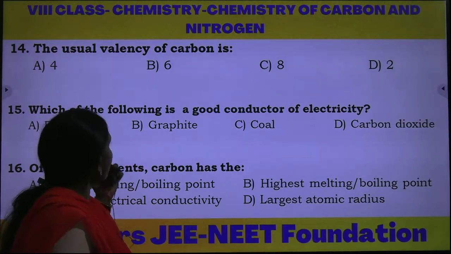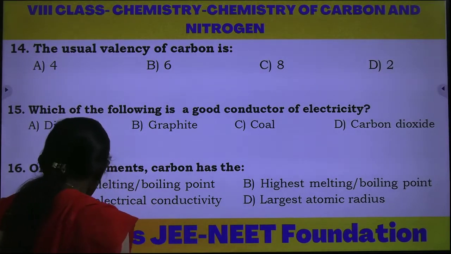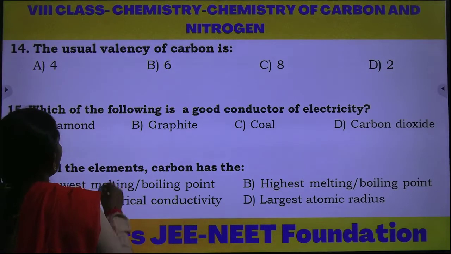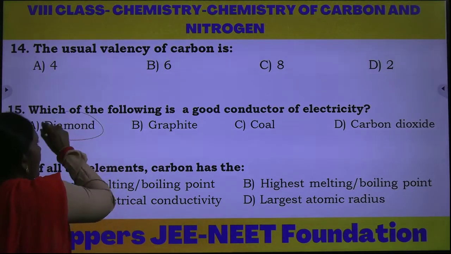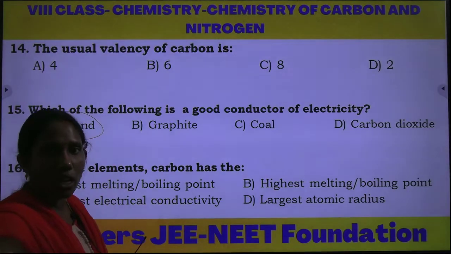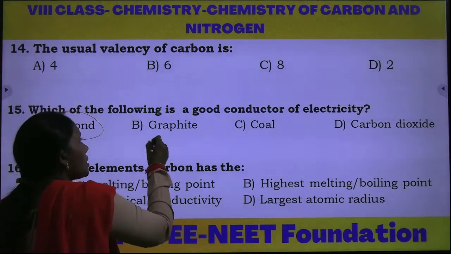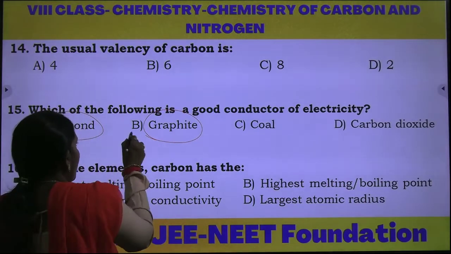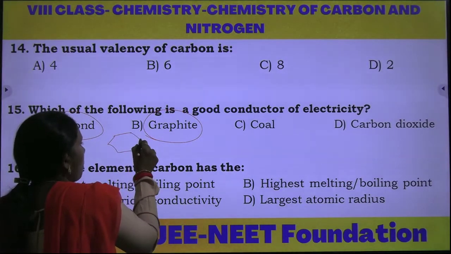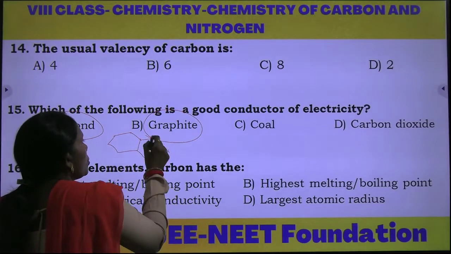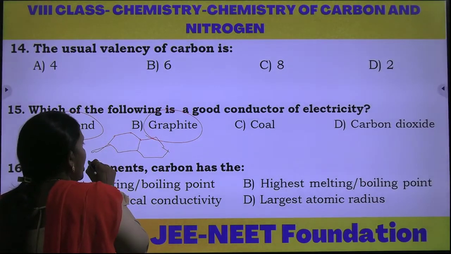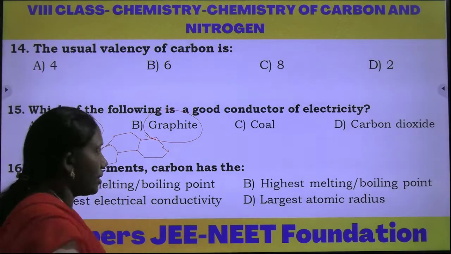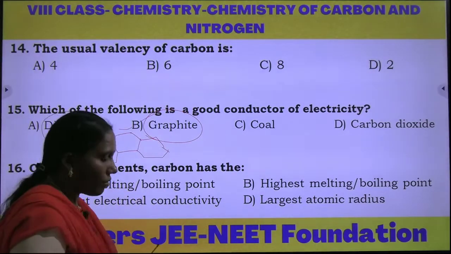Diamond, which of the following is a good conductor of electricity? So diamond is a bad conductor of electricity because of its structure. It is a tightly packed structure and there are no free electrons present in the diamond. Whereas graphite, because of its structure, has a hexagonal type of structure. So there will be free electrons, and because of the free electron movement graphite conducts electricity. So graphite is the good conductor of electricity.